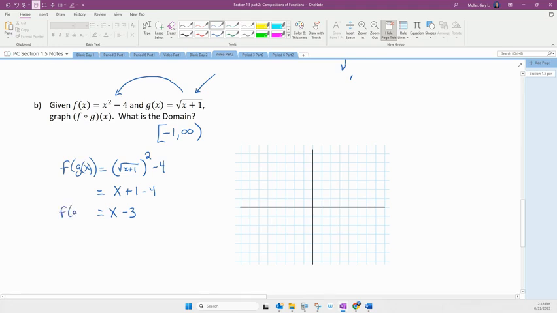And so we might mistakenly say that the composition graph is this linear equation right here. However, we should only be putting in values between -1 and infinity. So I got to get rid of this and get rid of this. And my graph should just be this. And the domain of the function is right here.